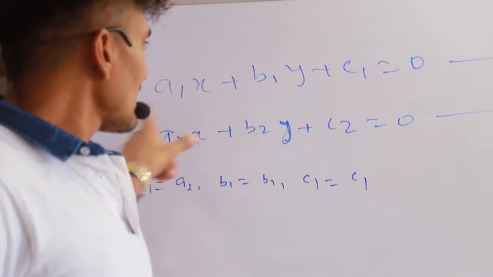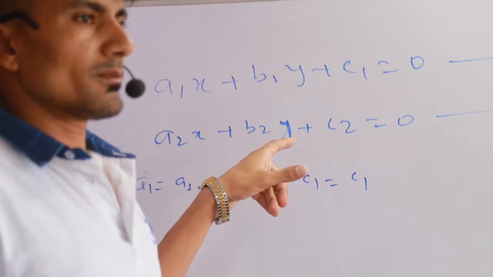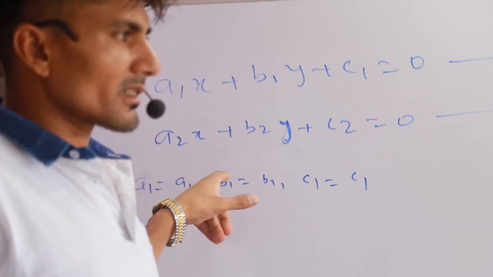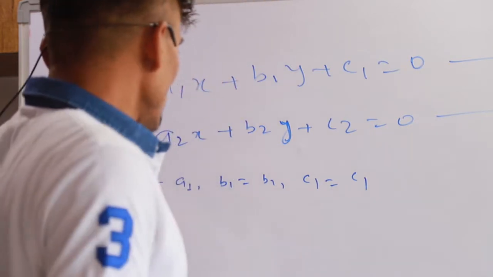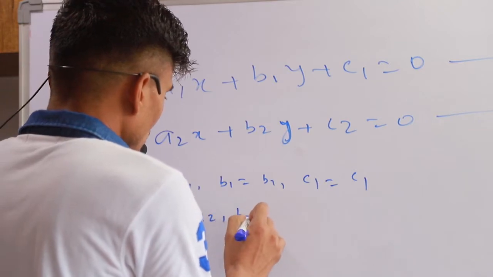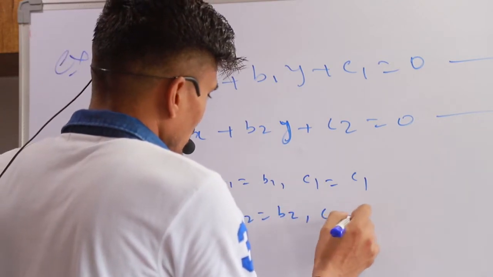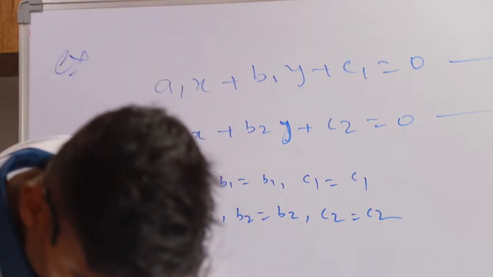If there is another equation, for example 2x plus 3y plus 5, in that equation, that is the theory, then we will come to the practical. So let's check it. a2 equals a2, b2 equals b2 and c2 equals c2. Now we will go through the different cases.